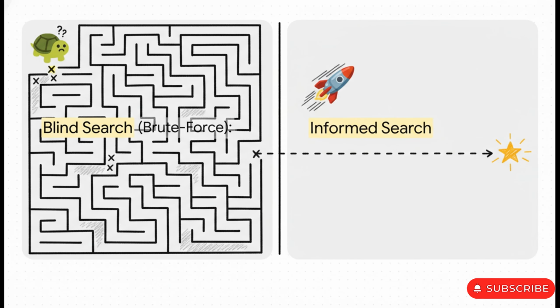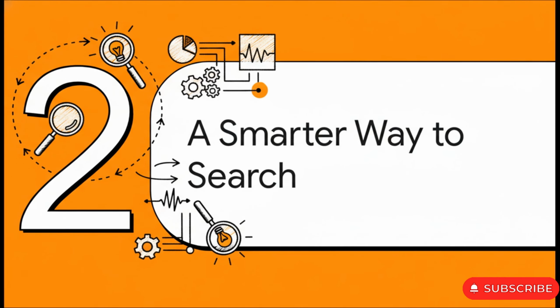On the other side, you've got an informed search, which uses something called a heuristic. It's kind of like having a little flashlight that helps you make educated guesses about where to look first. So what is this secret sauce, this heuristic, that makes an informed search so much more intelligent? Let's dig in and see exactly how it works.